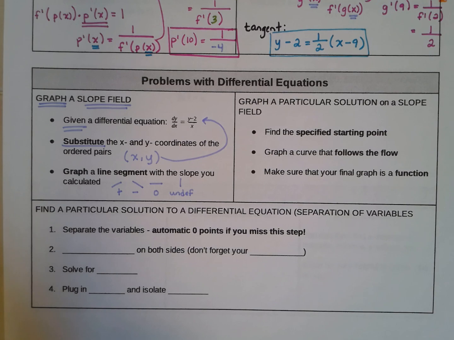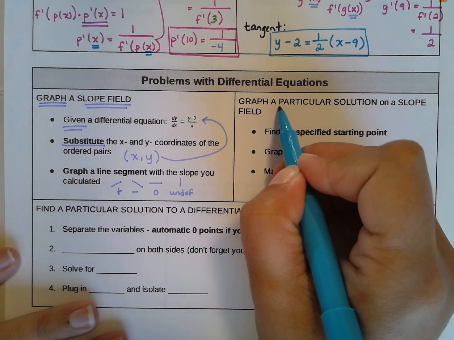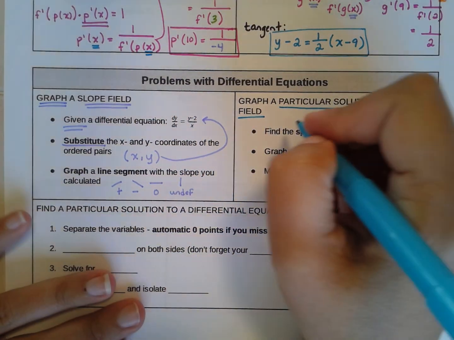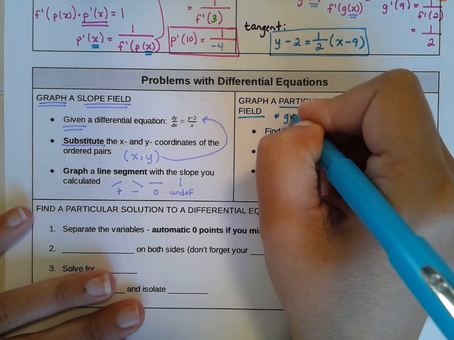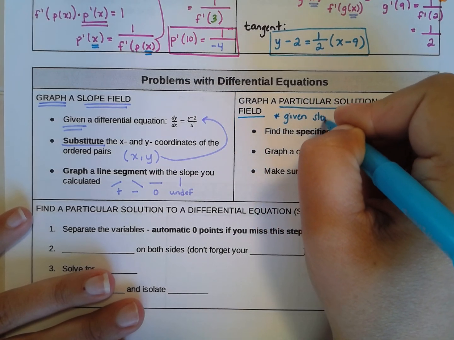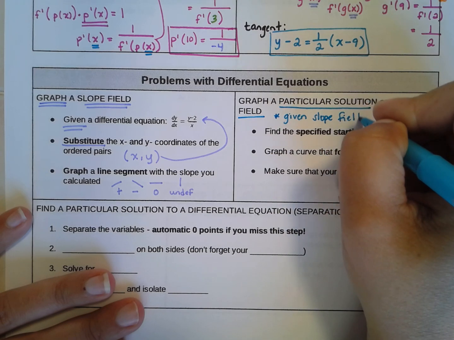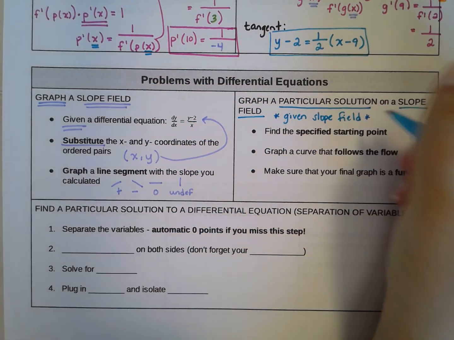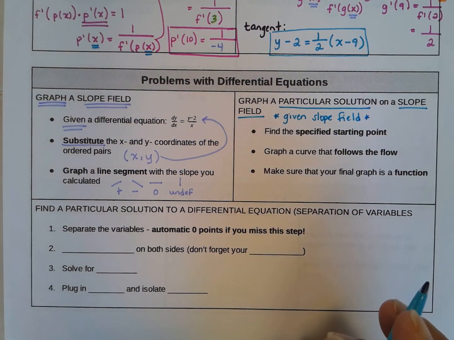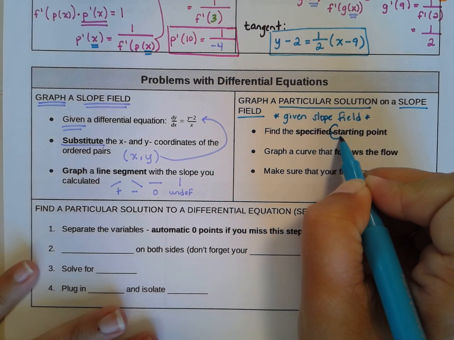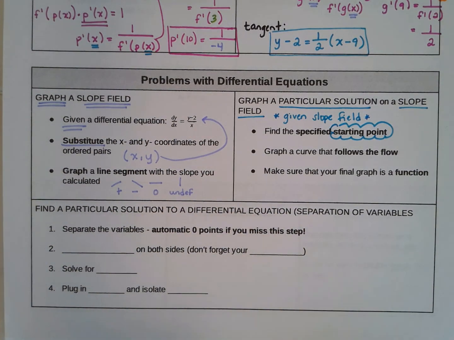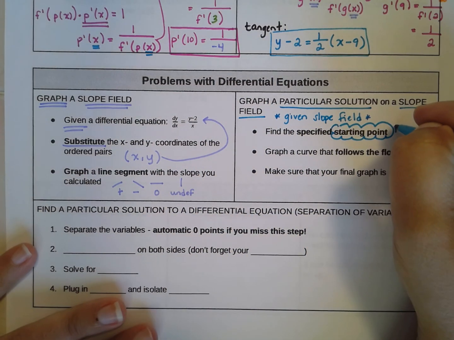Now, another thing that you can often be asked to do on the AP test is to graph a particular solution on a given slope field. So in this case, you will already be given the slope field. Either you would have had to make one yourself or it was already given in the problem before you even did anything. You need to make sure you find the specified starting point. This is really important. It's going to give you a point to start at and say, draw the solution that goes through this point. If you start in the wrong spot, your solution is going to be wrong. So pay attention to the scale of the graph.